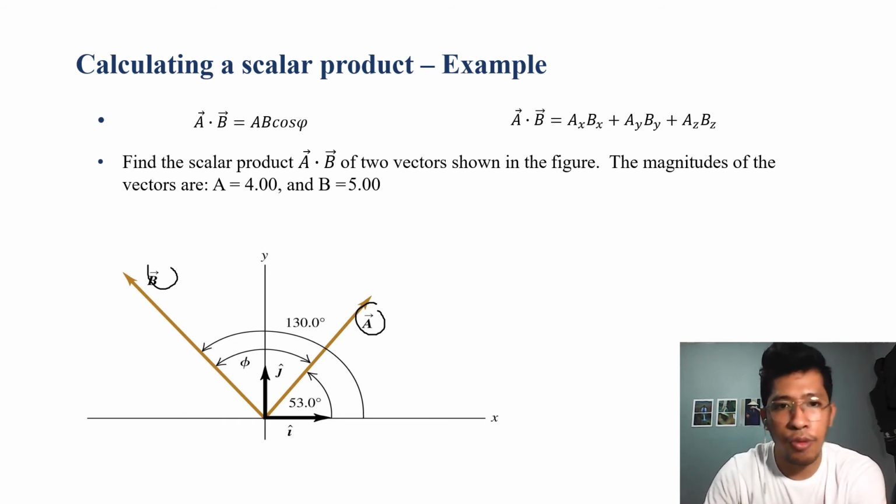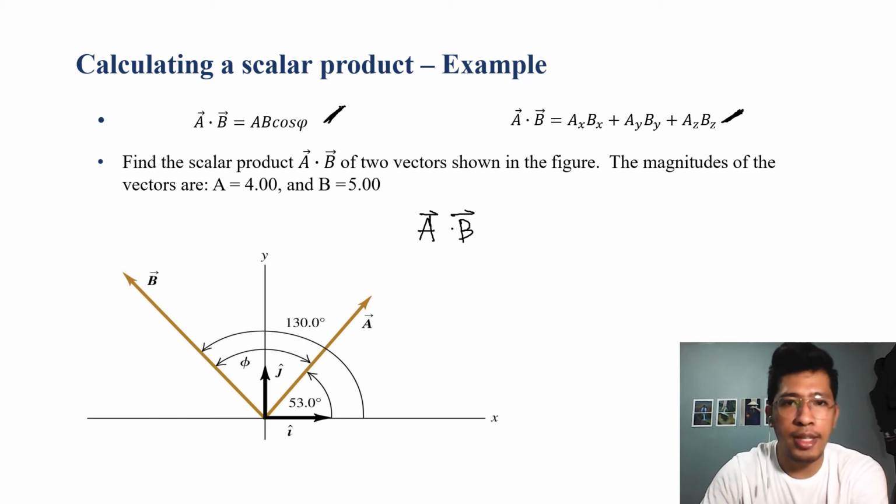The magnitude of a is 4 and the magnitude of b is 5. So in finding the scalar product of these two vectors, a dot b, you can either use this formula here, or you can also use this one here. If you're going to use this one, this is just straightforward. Whereas if you're going to use this one, you still need to find the x and y components of your vectors. So let us just use this first formula here.